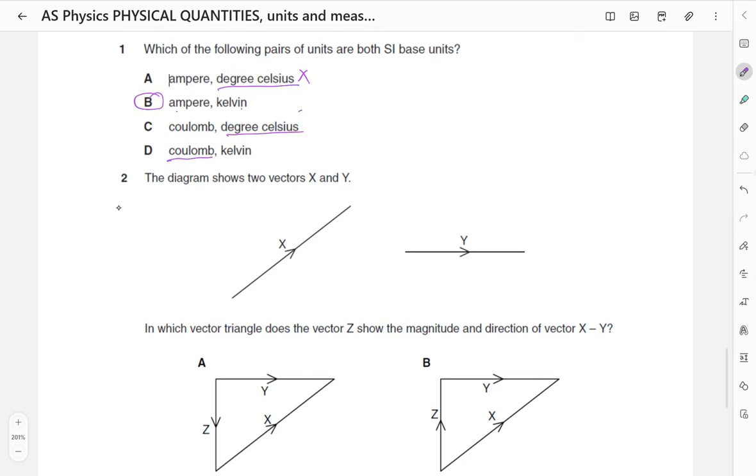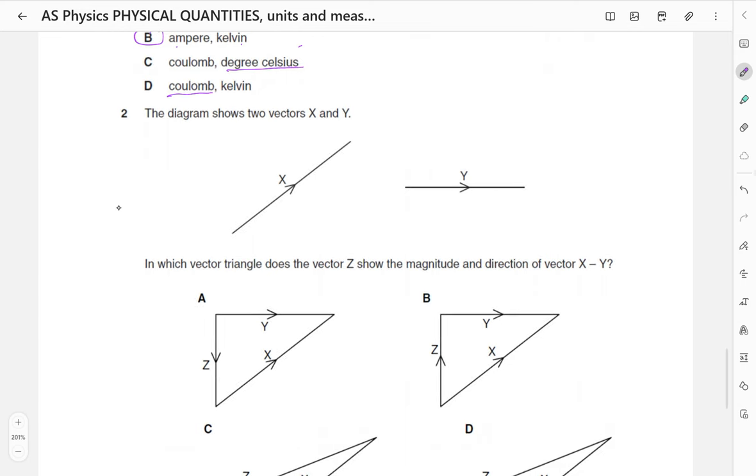The diagram shows two vectors, X and Y. In which vector triangle does the vector Z show the magnitude and direction of vector X minus Y? So I can try to fix X. Then instead of drawing Y to the right, I'll draw Y to the left. If you have a ruler, you can try to measure so that you have an easier way of arriving at the answer.